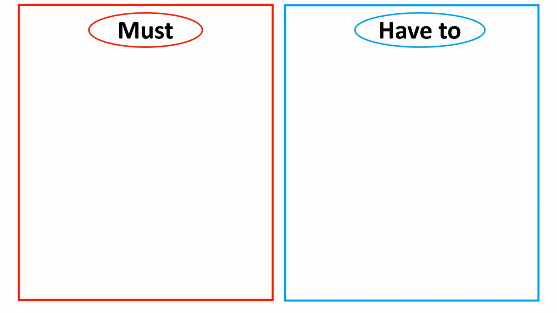Today we are going to talk about must and have to. Both of them are auxiliary or modal verbs, and both are used with almost the same meaning, but there are some differences that we are going to explain with examples.